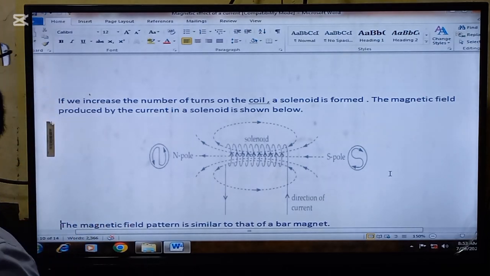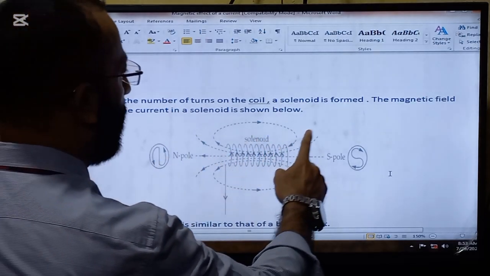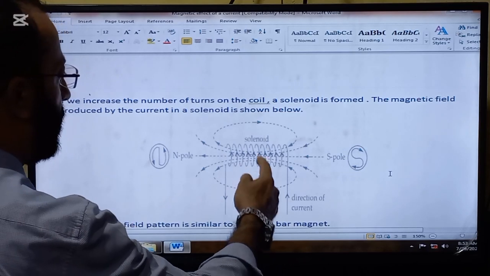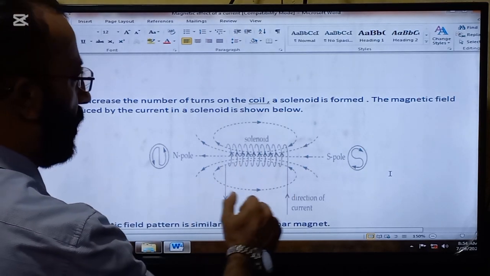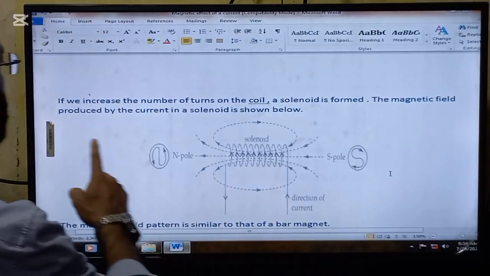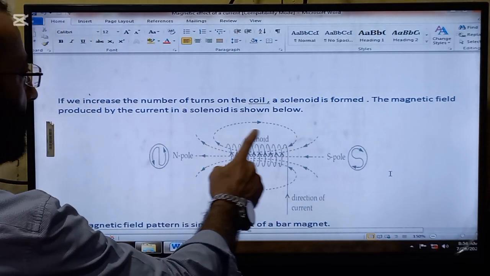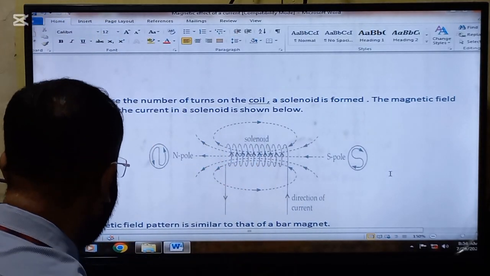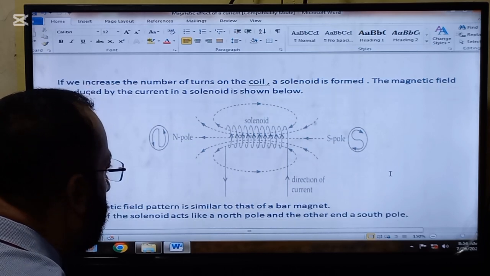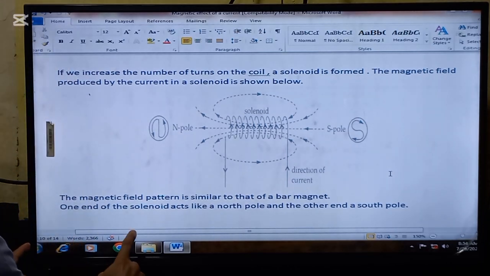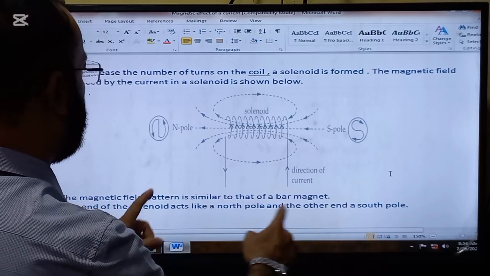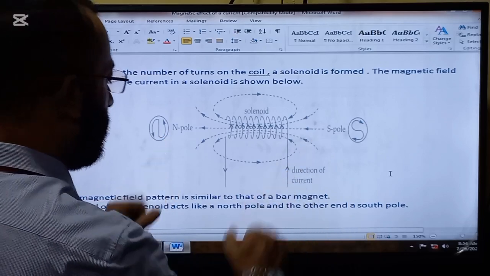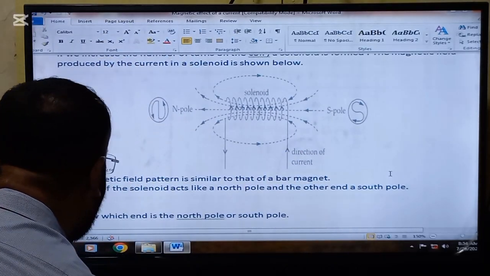If we increase the number of turns on the coil, a solenoid is formed. So here you can see the number of turns is increased, so now the coil is called a solenoid. The magnetic field produced by the current in a solenoid is shown below. The magnetic field pattern is similar to that of a bar magnet. One end of the solenoid acts like a north pole and the other end is a south pole. So here you can see the north and here you can see the south pole.